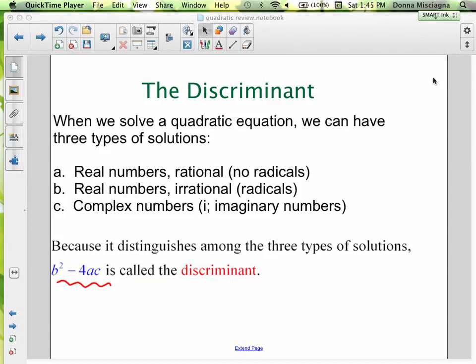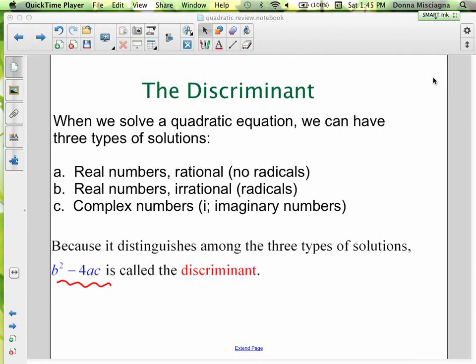Welcome back. Let's look at the discriminant. So when we solve a quadratic equation, we can have three types of solutions. Real numbers and have rational solutions. That means there's no radicals. We could have real numbers and irrational solutions. That means we have radicals. Or we could have complex numbers. There's i, and we have imaginary numbers.